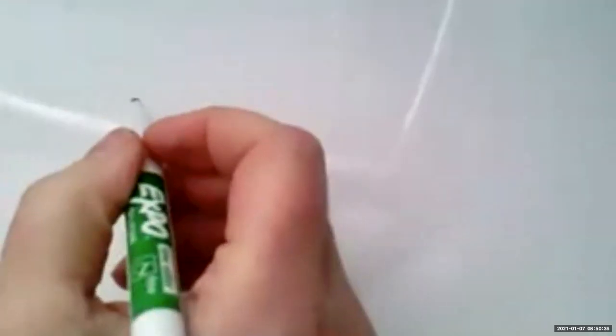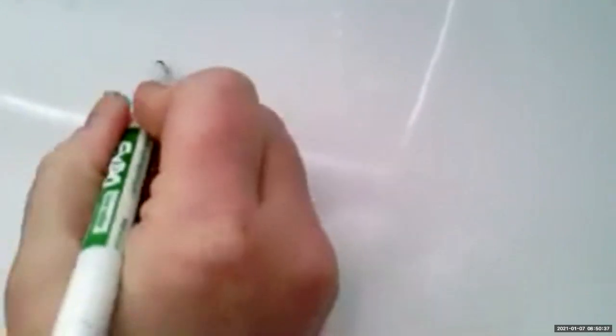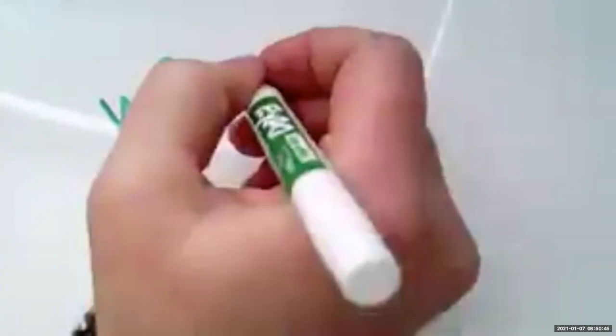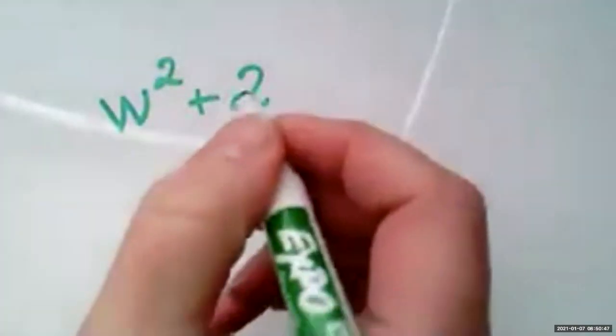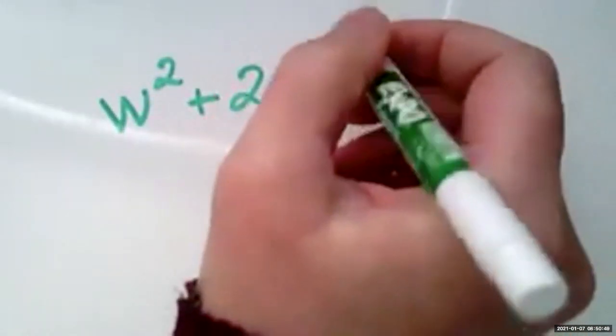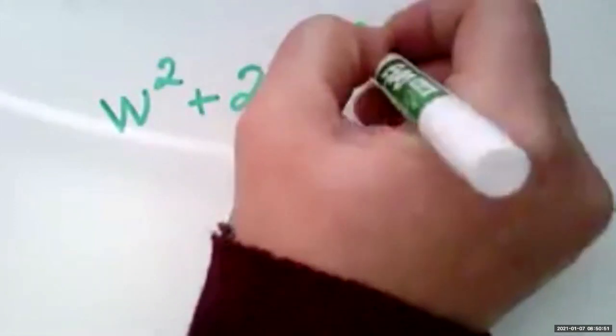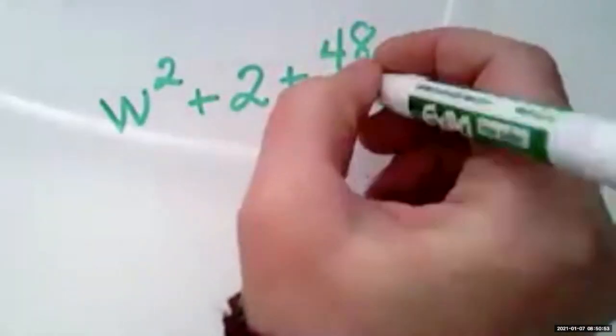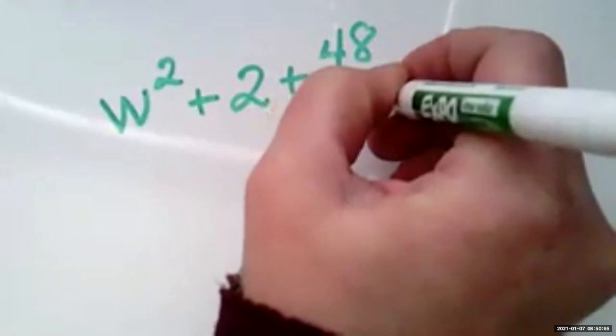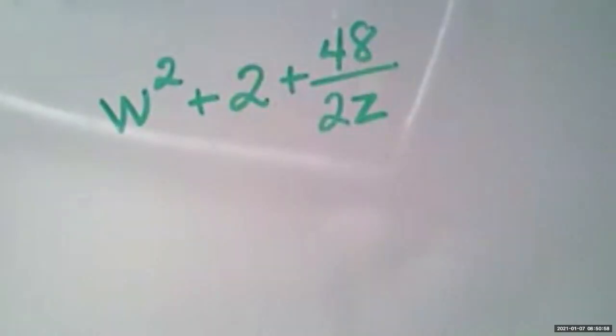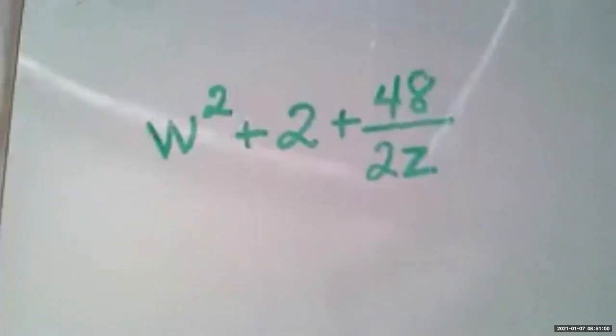Let's do one more. Let's go with, just because you had one of these, W to the second power. Oh yes, remember you had that at the beginning of the week. Plus 2, plus 48 over 2z. Okay, that's a z, not another 2.